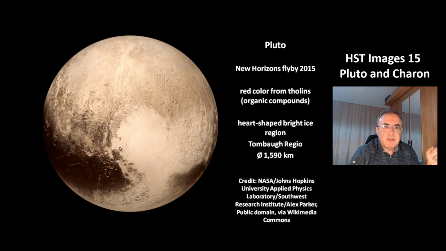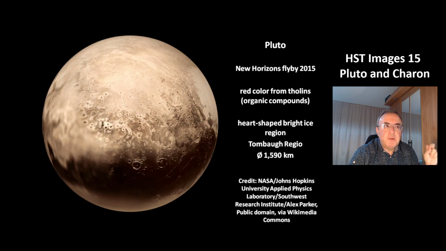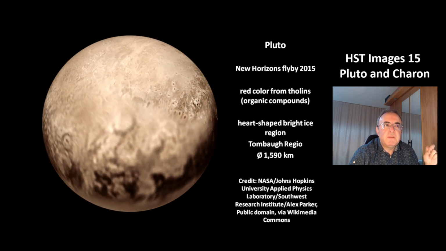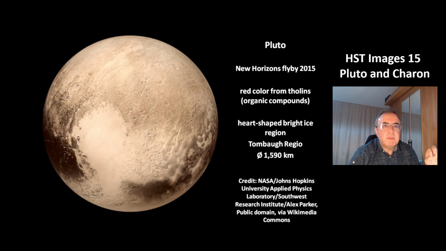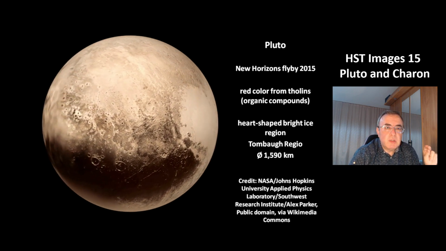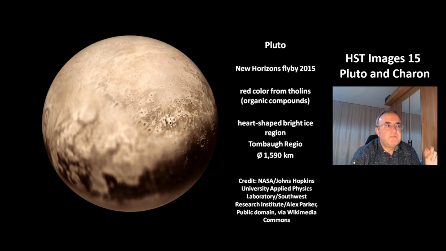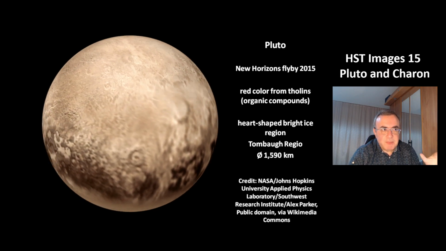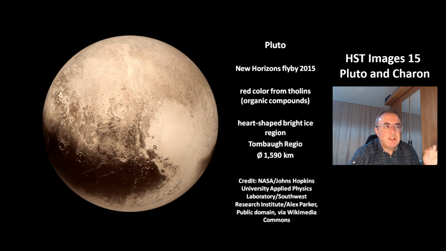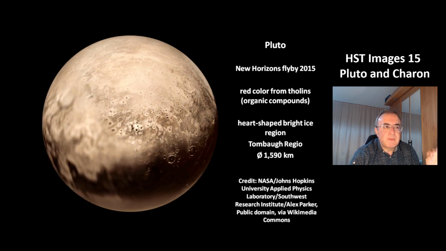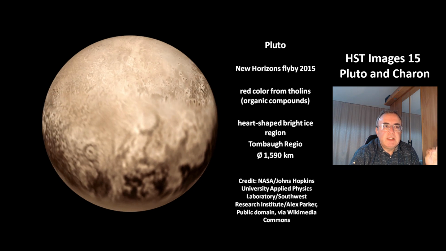This is an animation of the spacecraft New Horizons from its flyby in 2015. You can see Pluto has a reddish color, and this comes from tholins, which are organic compounds. It has a big heart-shaped bright ice region. It's called Tombaugh Regio. It has a size of 1,590 kilometers.